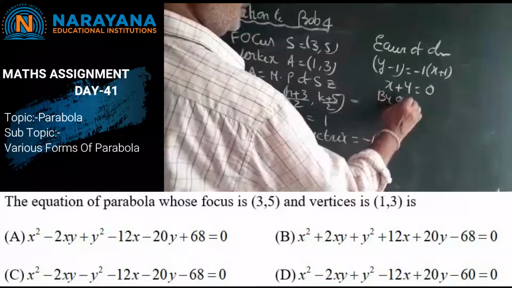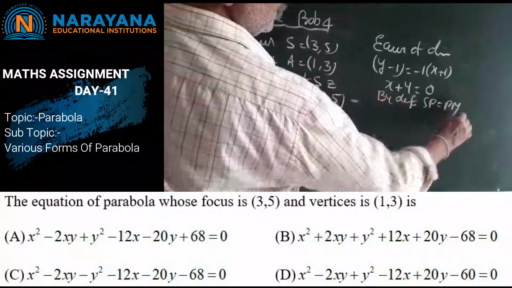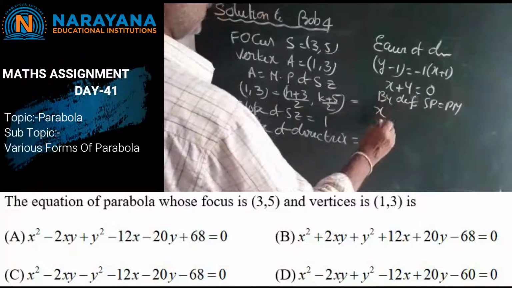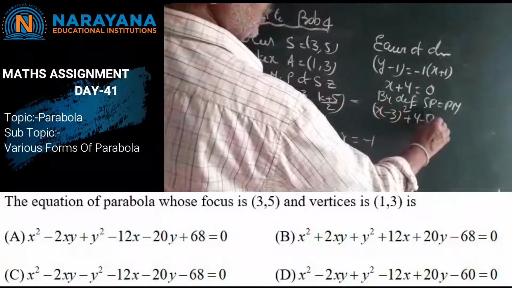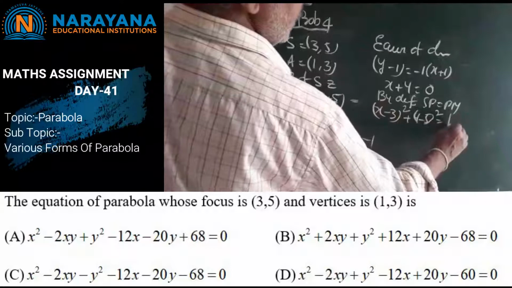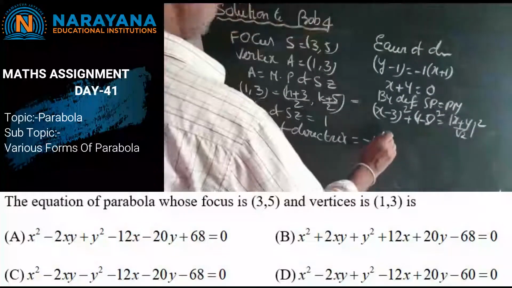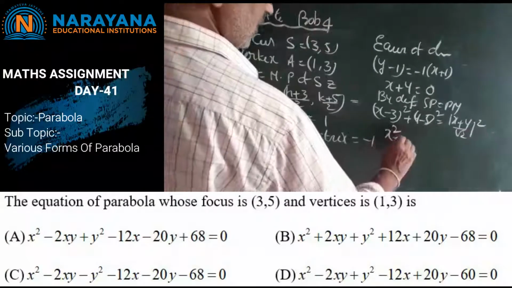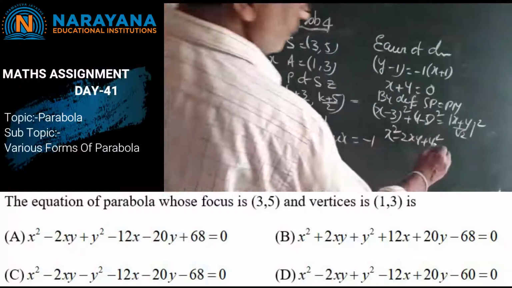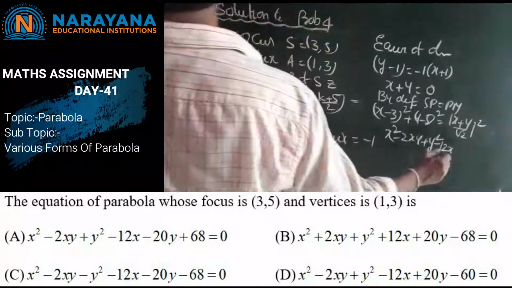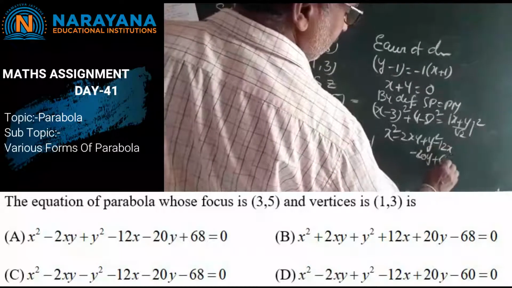By definition SP equal to PM. We can get the equation of this as (x - 3)^2 + (y - 5)^2 = ((x + y)/root 2)^2. And after simplifying, you can get the equation x^2 - 2xy + y^2 - 12x - 20y + 68 = 0.